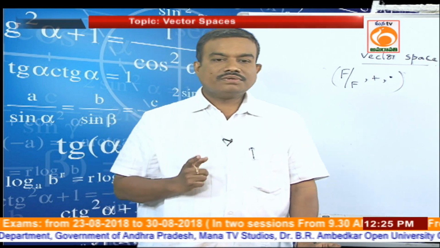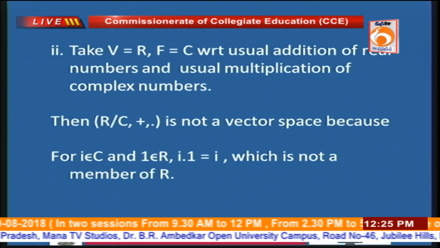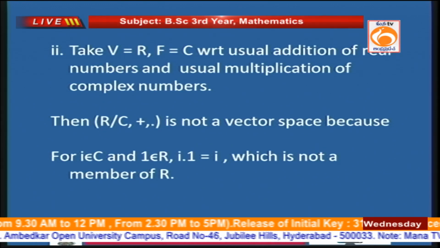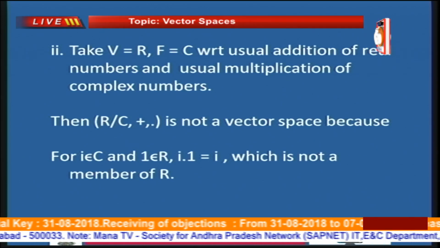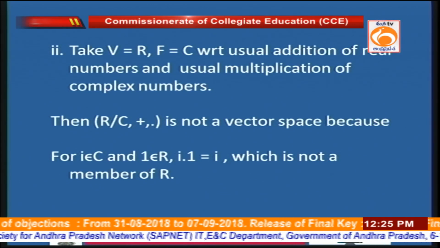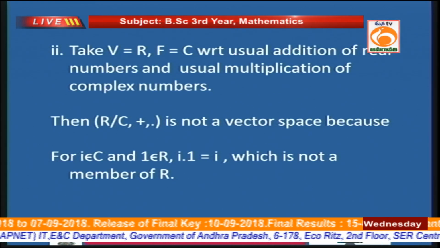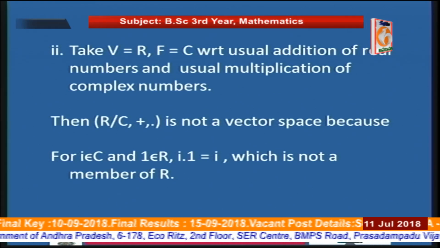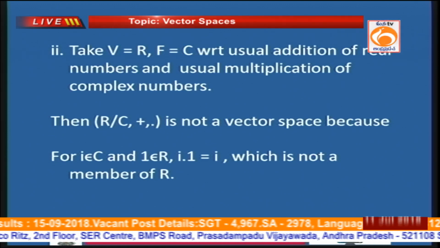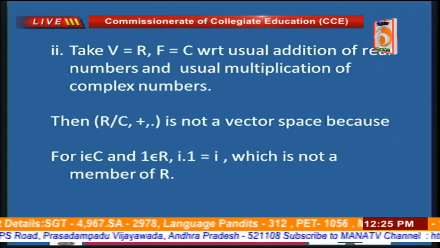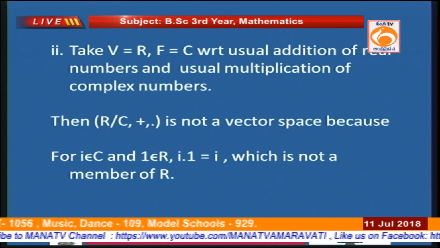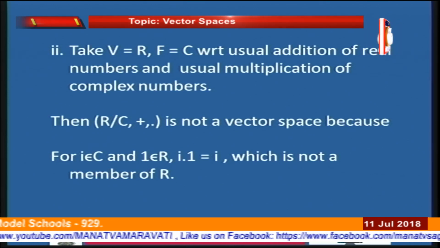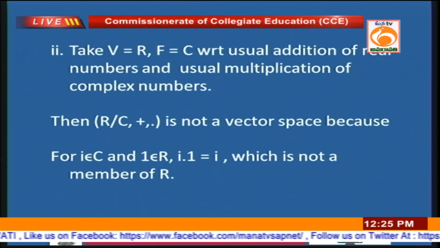Let us go to the next example. So, now take V equal to the same R, the set of real numbers, and F is the set of complex numbers, the field of complex numbers I am taking now. With respect to plus, the usual addition of real numbers, and dot, the usual multiplication of complex numbers, because here you have to multiply a complex number with a real number. So, naturally it is nothing but multiplication of complex numbers. Now, do you see that, is it a vector space?